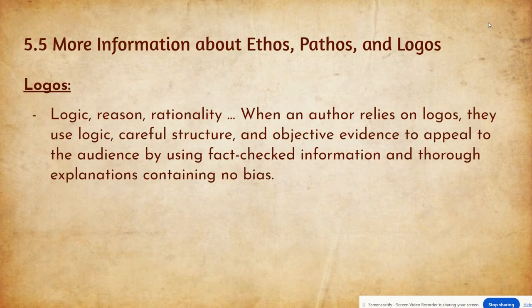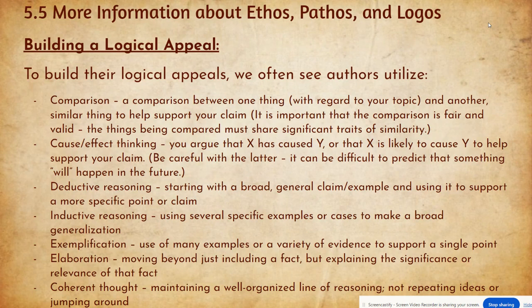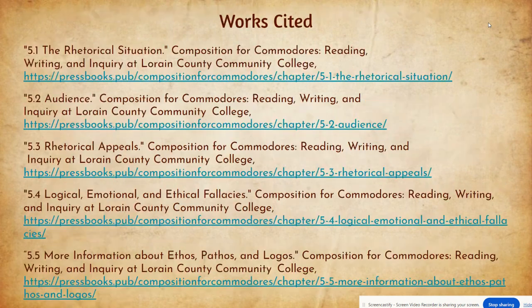Logos, which is reason and rationality. When an author relies on this, they're using logic, they're using a careful structure, their objective evidence is utilized to appeal to the audience by using fact-checked information and thorough explanations containing no bias. To build a logical appeal, we often see authors use comparisons, cause and effect thinking, deductive reasoning, inductive reasoning, exemplification, elaboration, and coherent thought. If you don't know what those are, definitely read further into this.